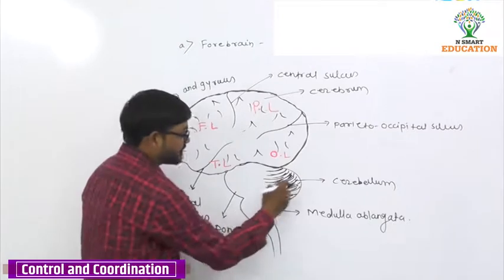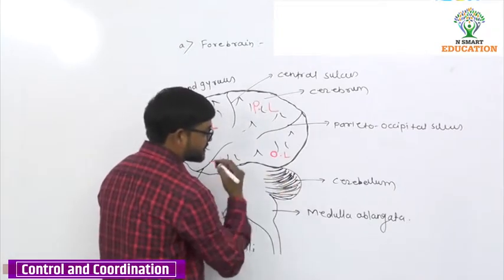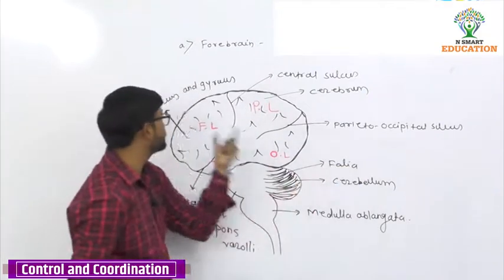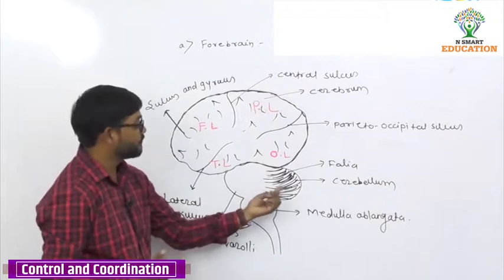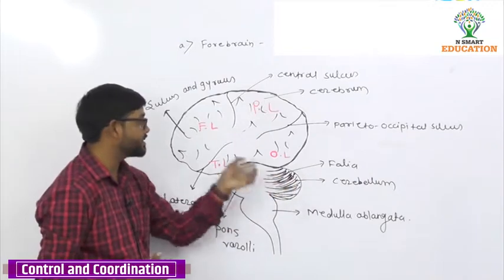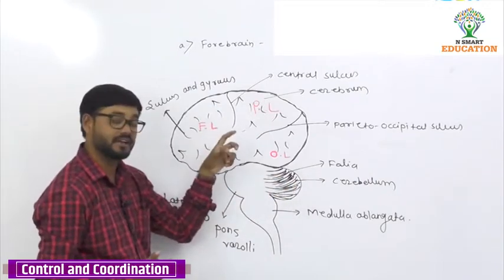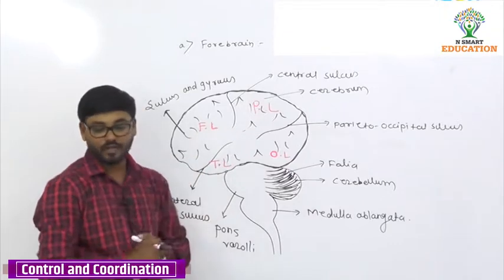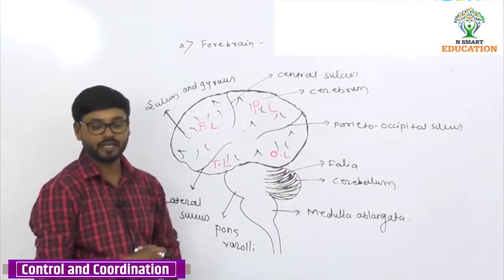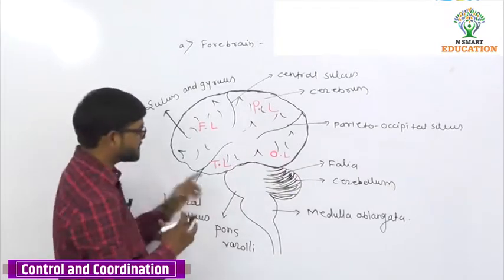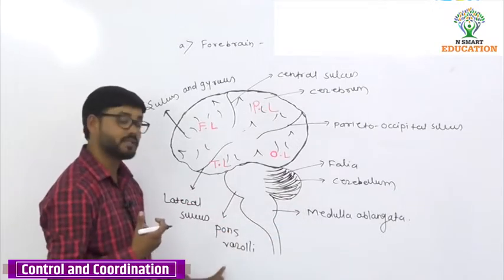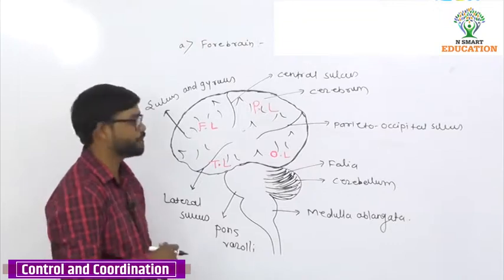Also, these foldings in the cerebellum are called folia, which are analogous to the sulcus and gyrus. Here are the folia, a structure similar to sulcus and gyrus. Folia also means folding. Also very important: the cerebellum, medulla oblongata and pons varolii are parts of the hindbrain.